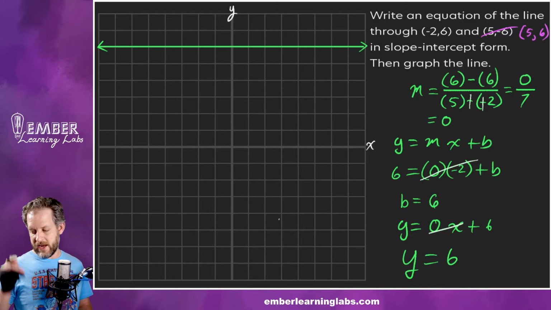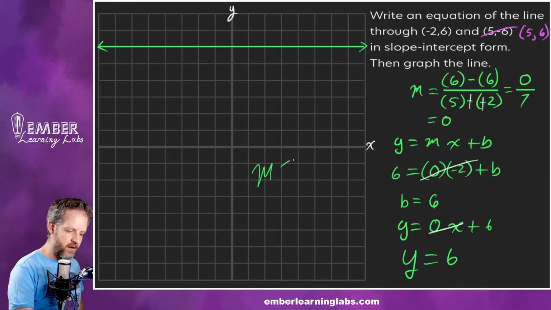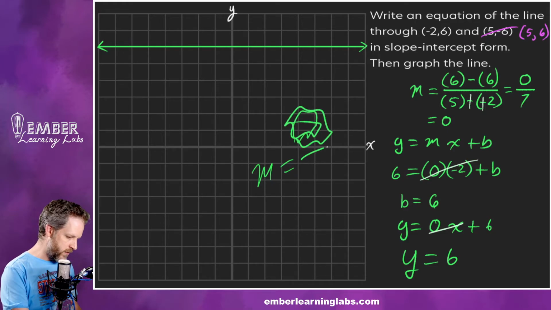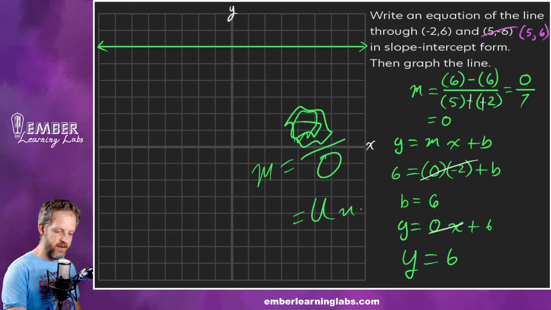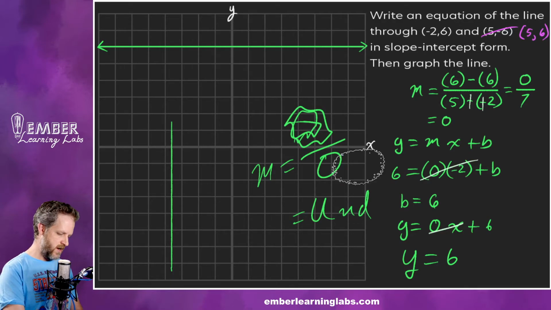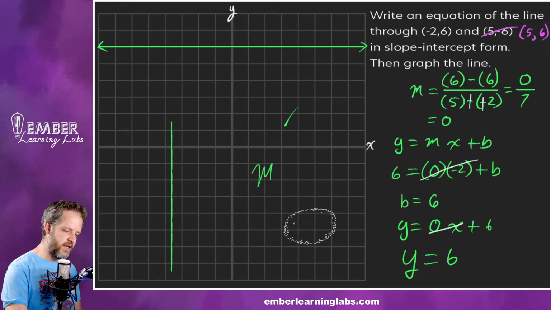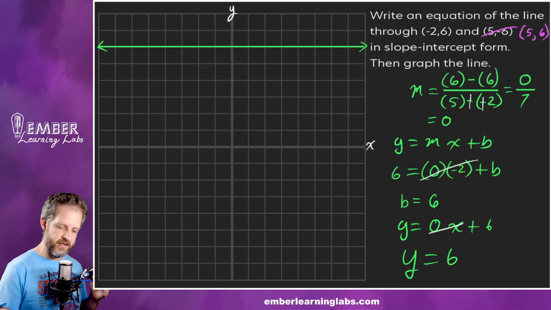Now, it's worth noting, I didn't include an example of it, but if we would have ended up with m equals something, doesn't really matter what, over 0, then the m would be undefined, which would mean it would be a vertical line somewhere. Okay? And the vertical line would be wherever that x piece is. Okay, so we've got one more example to do, and then we are through with this lesson.